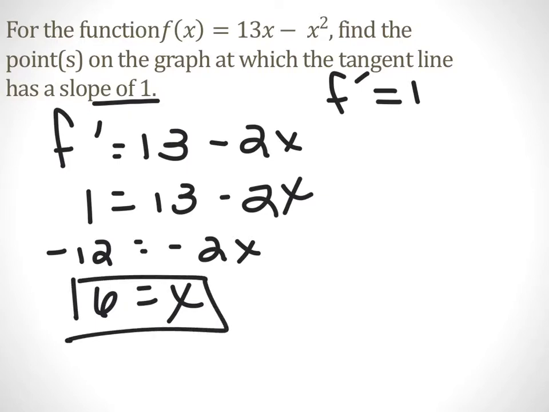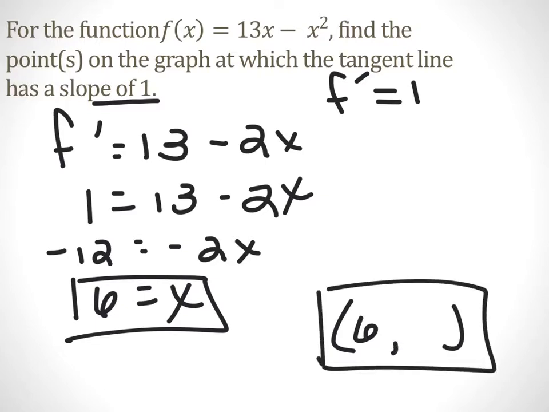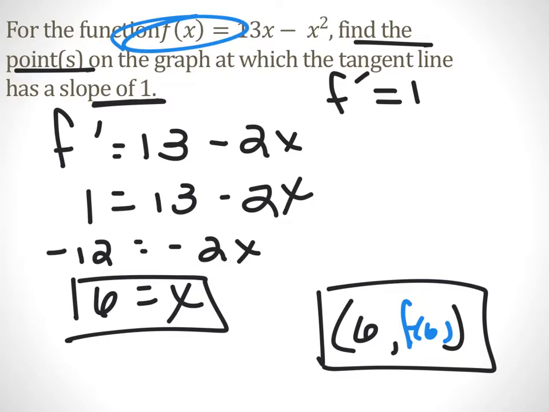Now, they are looking for a point. Here, find the point or points on the graph where the tangent line has a slope of 1. And so you need to go find this y value, f of 6. I'm going to leave you to those y values. Go substitute them in here in the original problem and get a y value for that.